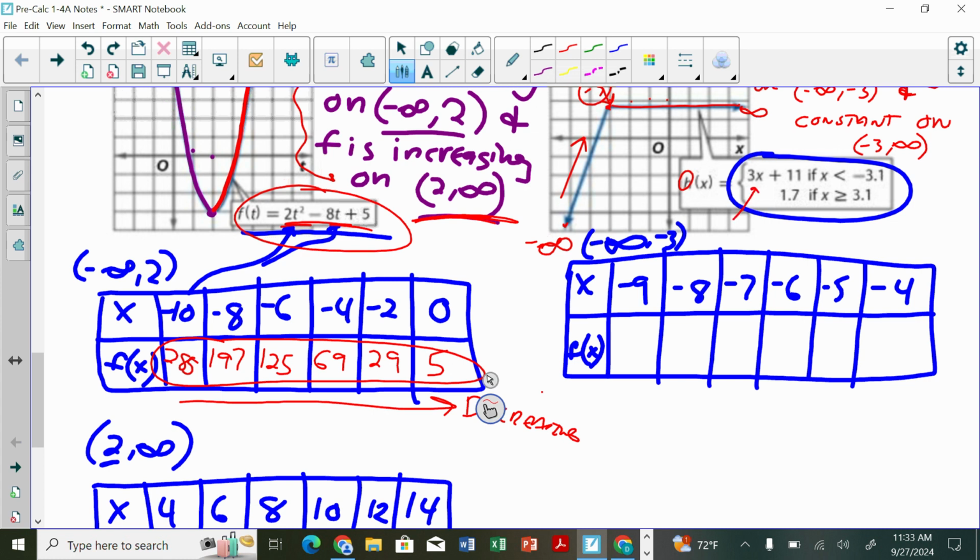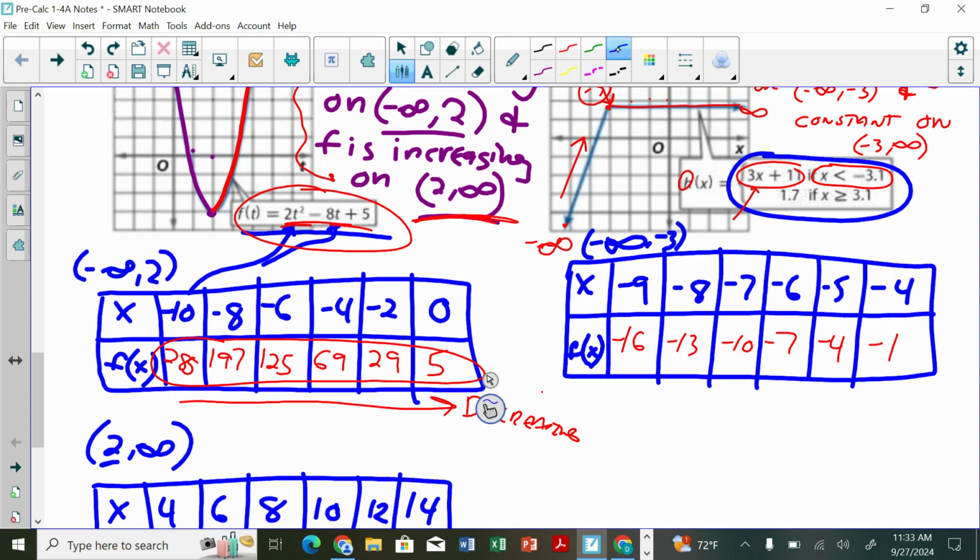Now, because it's less than -3, we're actually going to use this equation, 3x plus 11 there. And so we end up getting, what, -16, -13, -10. It's kind of a linear equation. They're all moving up constantly. And then -1.